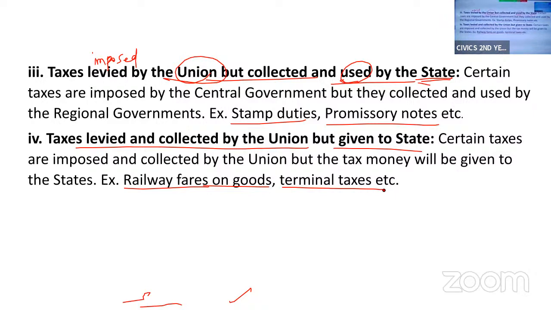The collected money is given to the state government. Like when you transfer goods by railway, you have to pay some fares. That is collected by the central government. Railway comes under the central government. So when you are transferring goods by railways, you pay some taxes. That tax money is collected by the central government, then it is given to the state government. I hope I am clear with this.